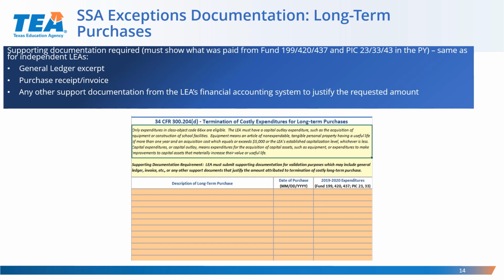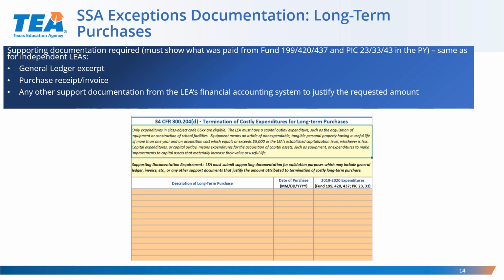Here's a snippet from the Exceptions Workbook for the Long-Term Purchase tab. Complete this section in its entirety by adding the description of long-term purchase, the date of purchase, and the previous year expenditures under Fund 199, 420, 437, and PIC 23, 33, 43. Supporting documentation must show the prorated portion paid by the member LEA from Fund 199, 420, 437, and PIC 23, 33, 43, which is the same for independent LEAs.